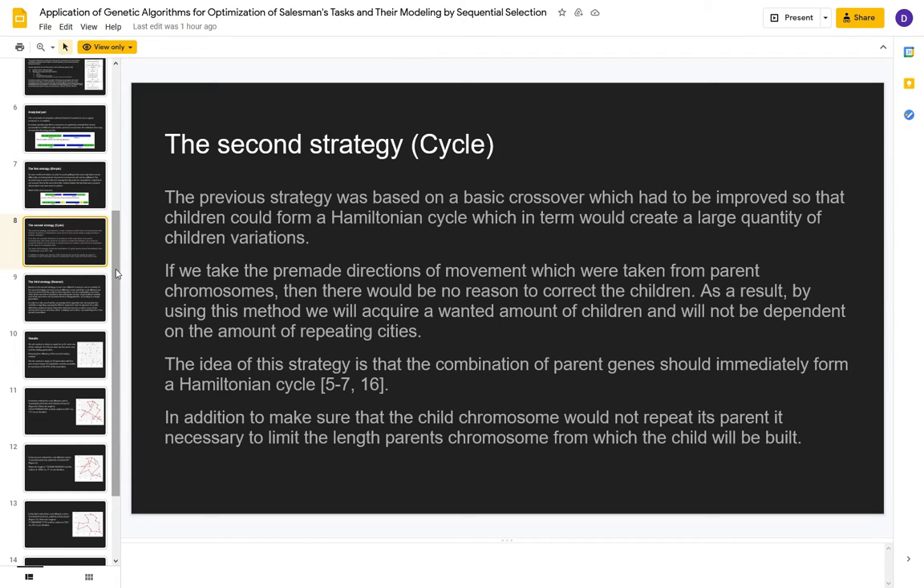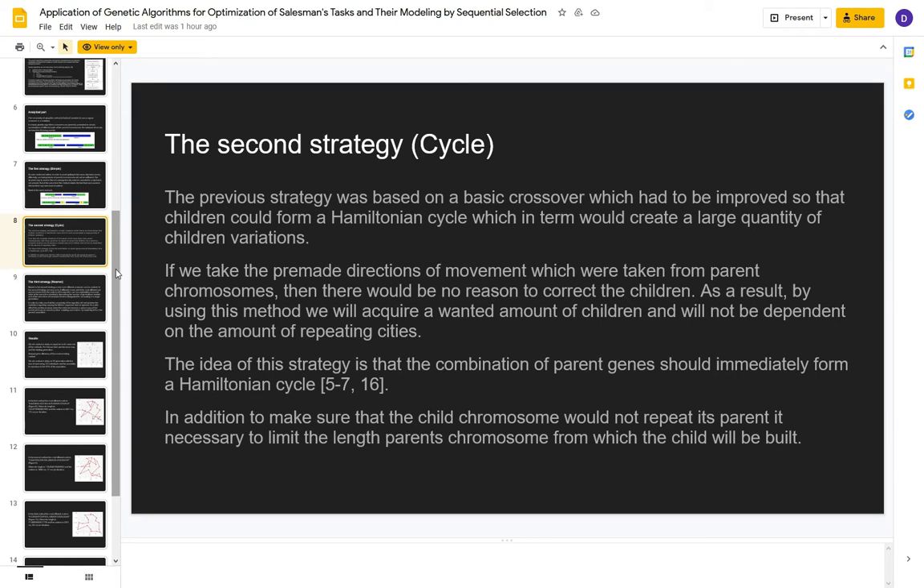The second strategy, cycle. The previous strategy was based on a basic crossover which had to be improved so that the children could form a Hamiltonian cycle, which in turn would create a large quantity of children variations. If we take the pre-made directions of movement, which were taken from parent chromosomes, then there would be no reason to correct the children. As a result, by using this method, we will acquire a wanted amount of children and will not be dependent on the amount of repeating cities.